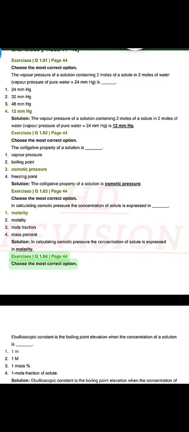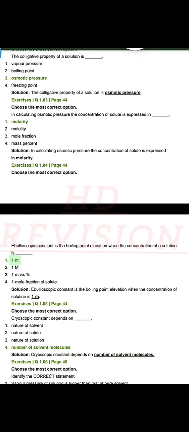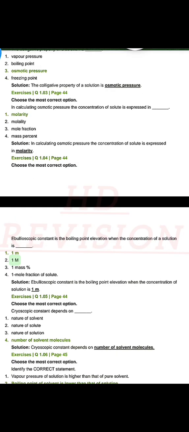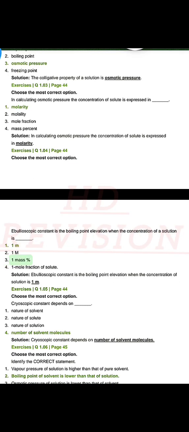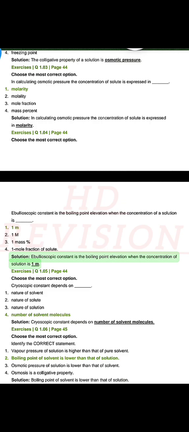Exercises Q1.04, page 44. Choose the most correct option. Ebullioscopic constant is the boiling point elevation when the concentration of a solution is: 1. 1 molar, 2. 1 molal, 3. 1 mass percent, 4. 1 mole fraction of solute. Solution: Ebullioscopic constant is the boiling point elevation when the concentration of solution is 1 molal.